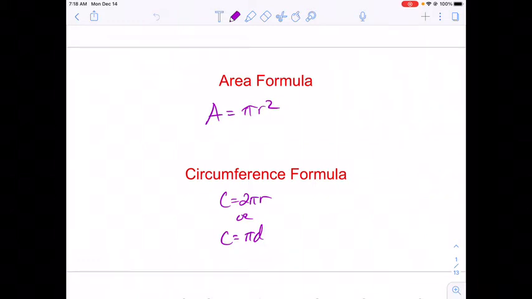Circumference is equal to 2 pi r, or the circumference is equal to pi times the diameter. Remember that the diameter is equal to 2 radiuses, or the radius is equal to the diameter divided by 2. Okay, so two ways to look at that. Remember, area is the amount of space inside of an object, and circumference of a circle is the distance around it. It's the perimeter of a circle.